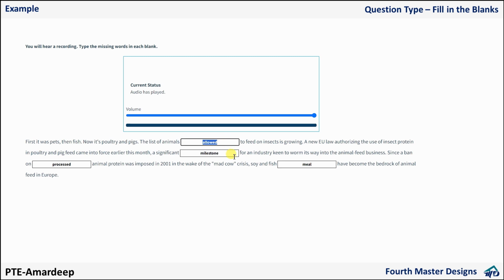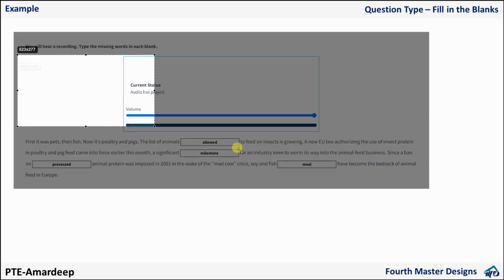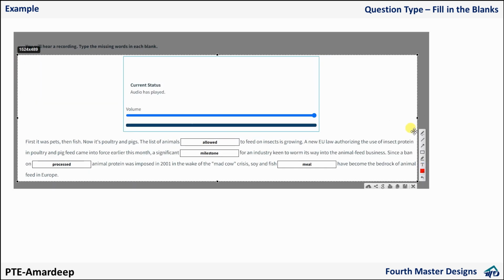So that's all. This is how you are going to get the question in the exam. After your audio is over: allowed, milestone, spelling is correct, fish meal and processed. Okay. The only thing is, the moment you get the question, immediately check where the first blank is. If your first blank is here, be very careful. Sometimes we are not ready to write. So if the first blank is at the very start, immediately click there and be ready to write.